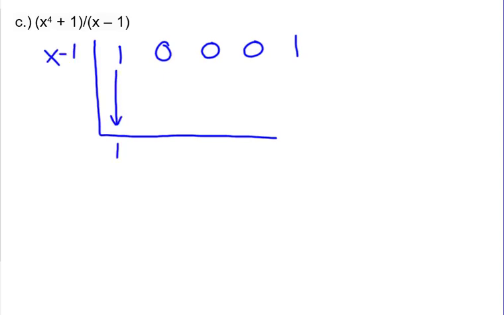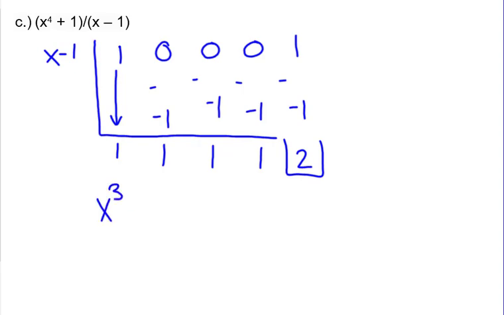So bring down our 1. 1 times negative 1 is negative 1. 0 subtract negative 1 is 1. 1 times negative 1 is negative 1. 0 subtract negative 1 is 1. 1 times negative 1 is negative 1. 0 subtract negative 1 is 1. 1 times negative 1 is negative 1. 1 subtract negative 1 is 2. There's our remainder. So our function would be x cubed plus x squared plus x plus 1, remainder 2.